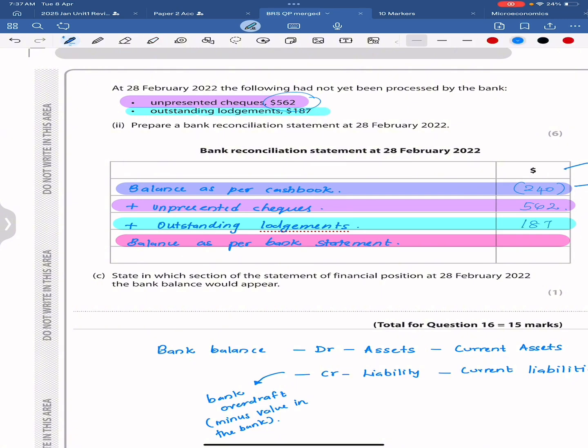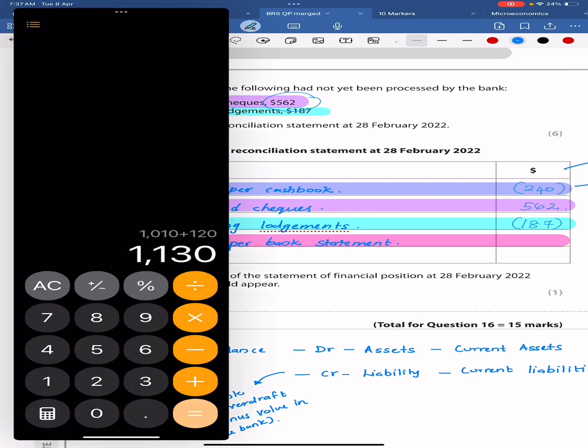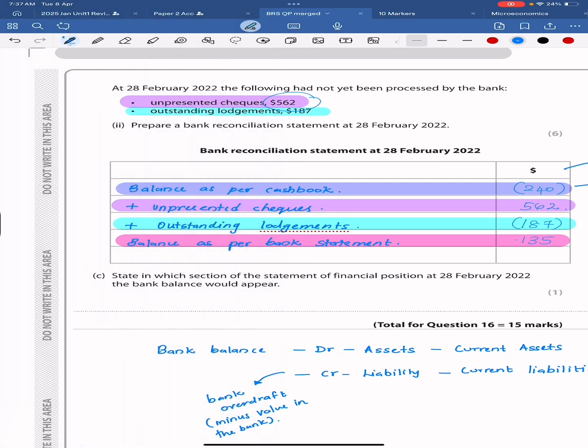Outstanding lodgements 187, which needs to be deducted. Now let's figure out the balance as per bank statement. Minus 240 plus 562 take away 187. The bank statement value is 135. It's a positive figure.